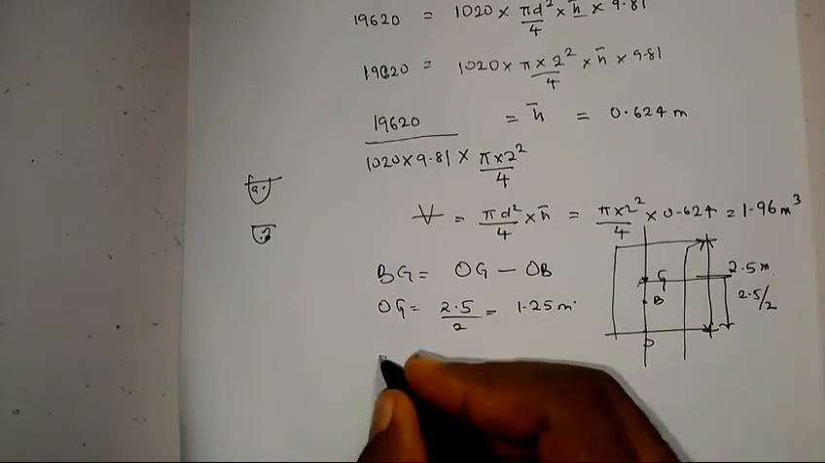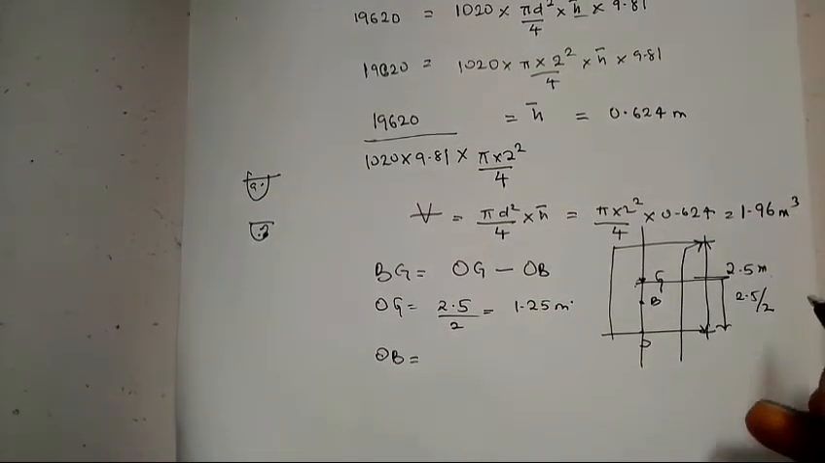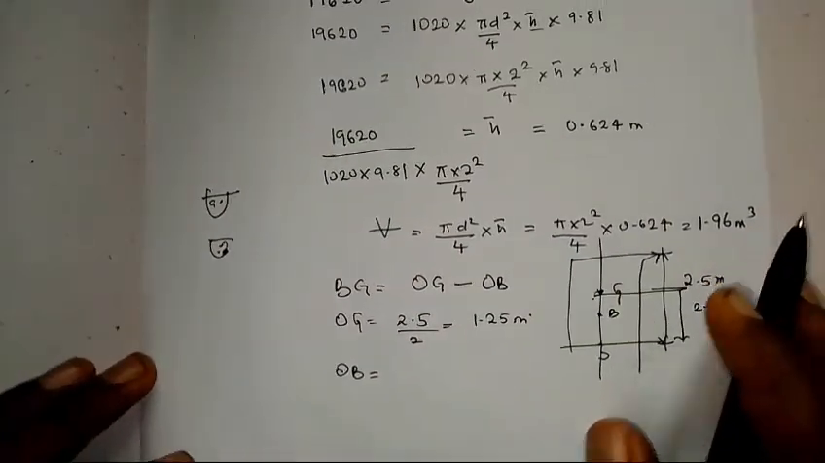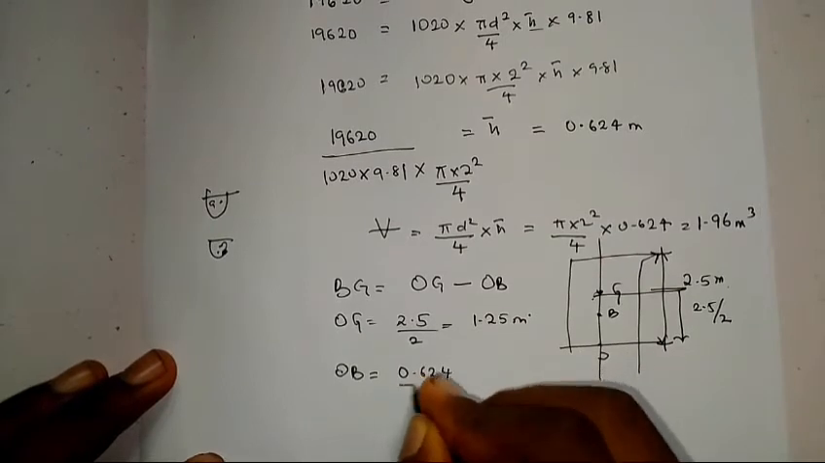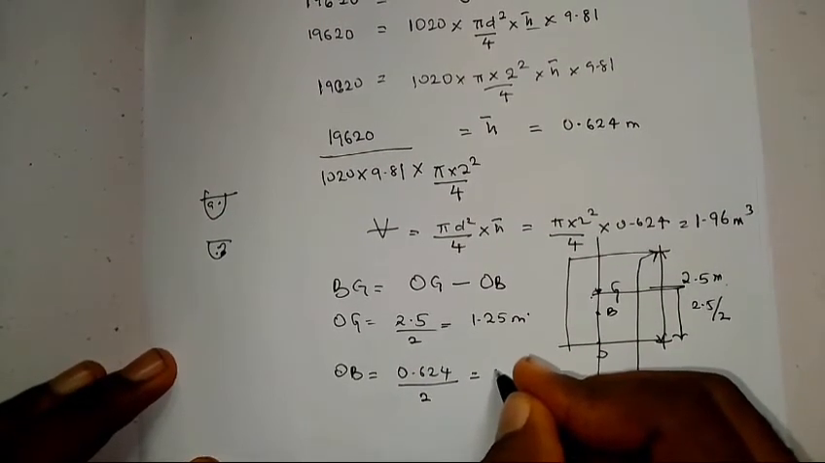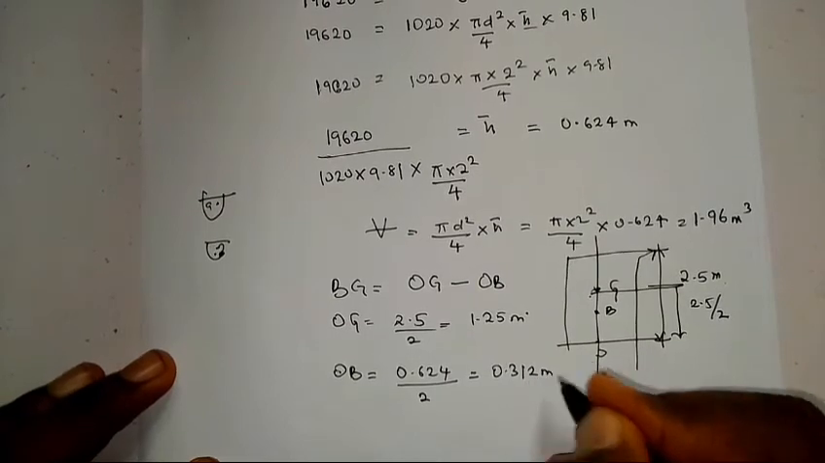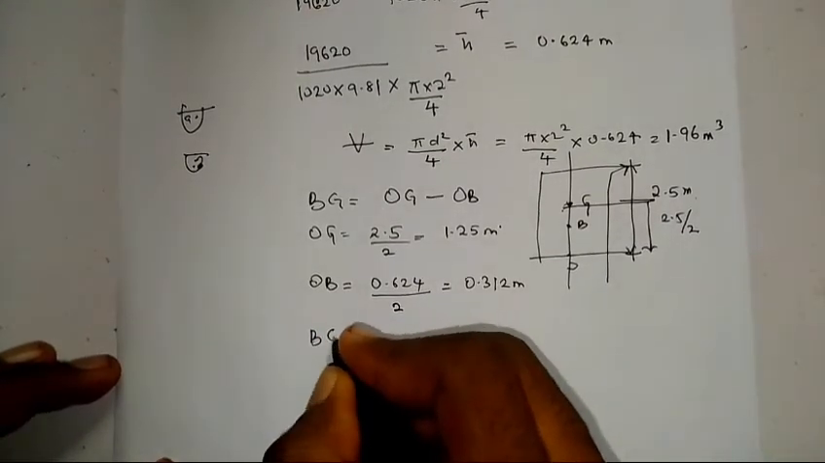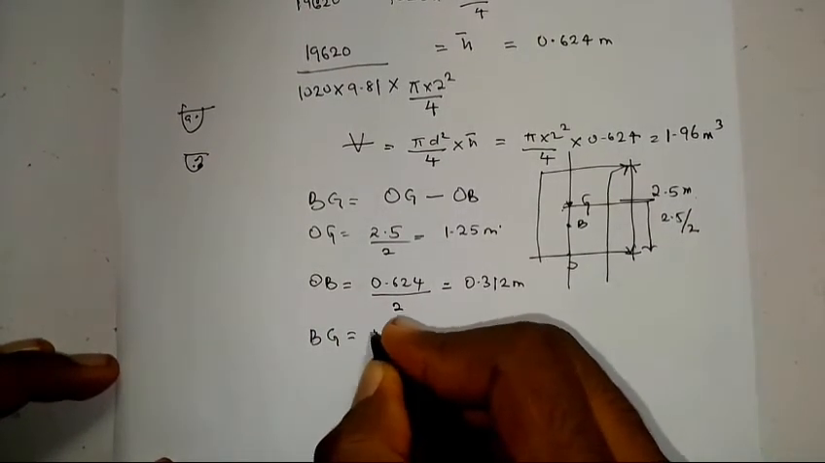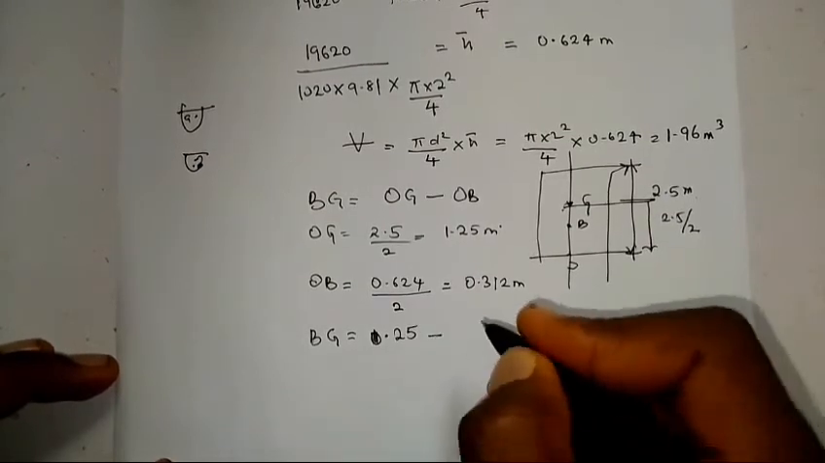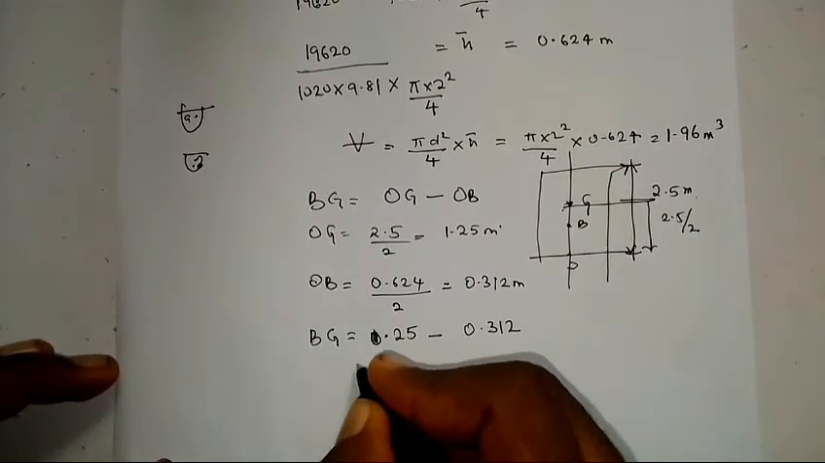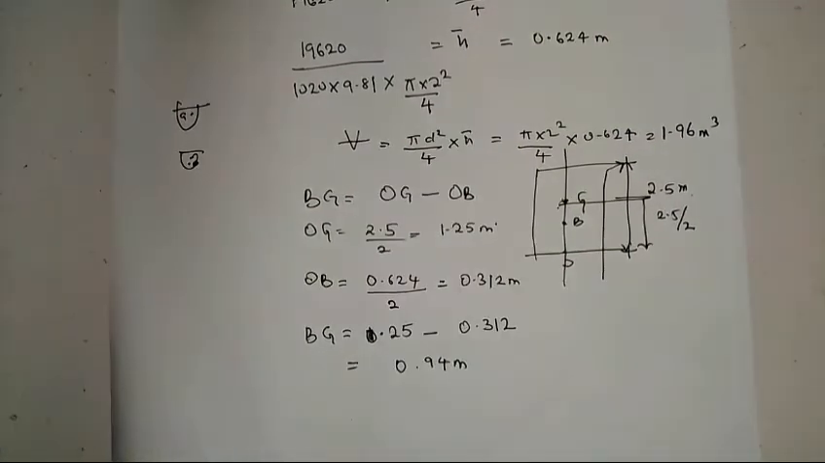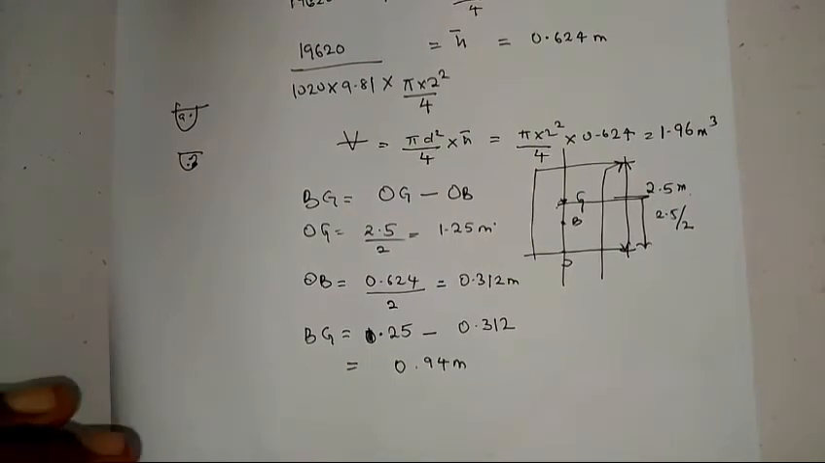So my OB becomes my height of immersion, which we got as 0.624 meters, divided by 2, which gives me 0.312 meters. So definitely I can easily get my BG, which is my OG, 1.25, minus my OB, which is 0.312. Then this gives me 0.94 meters. Now I can calculate my metacentric height.